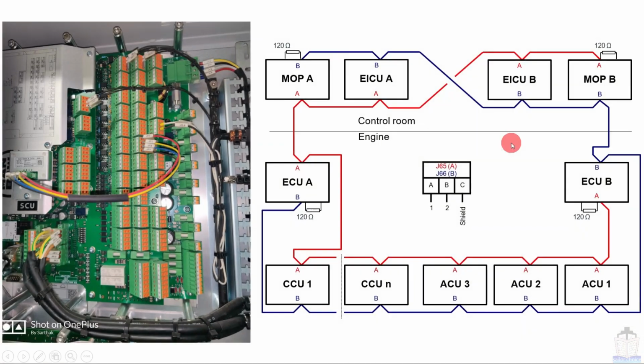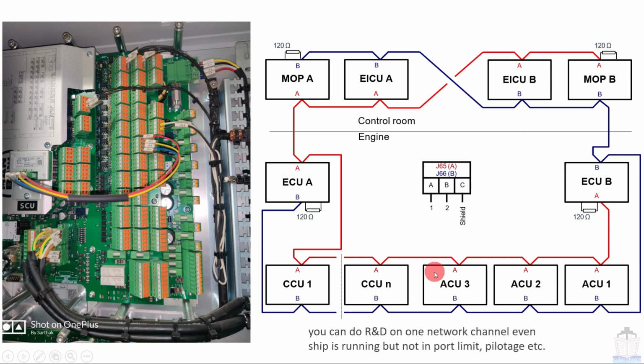First of all, I should tell you that all these network cables are divided into segments. That means from MOP B to ECU B there is one segment, this one for network channel A. Similarly for network channel B, this is the segment. If something goes wrong with the network cable, then you have to isolate segment by segment and do the continuity or insulation test. While performing these tests, one important point: you can do R&D on one network channel even when the ship is running, but not in port limit, pilotage, etc. Now I am going to show you how we conduct the insulation or continuity test.